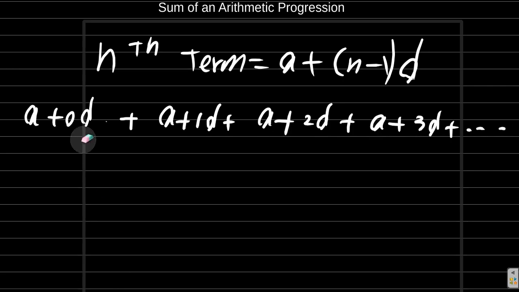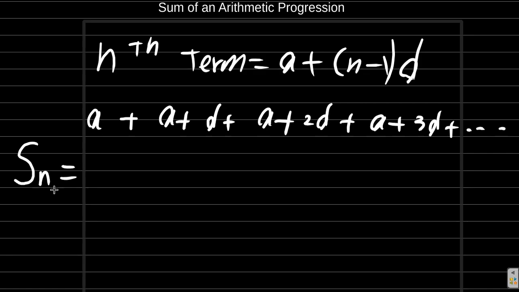Now, 0d is just 0, so we don't have to write it there. 1d is just d. So it's really a plus a plus d plus a plus 2d, and so on and so forth. Now, we want to find the sum of an arithmetic progression. The sum of n terms is written as Sn. What is it?